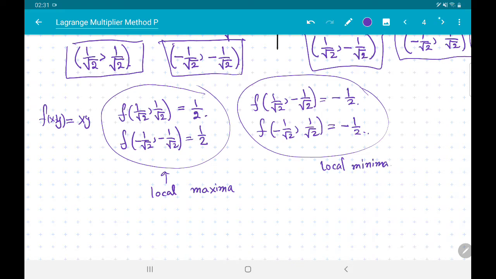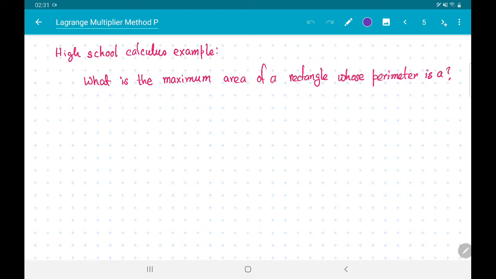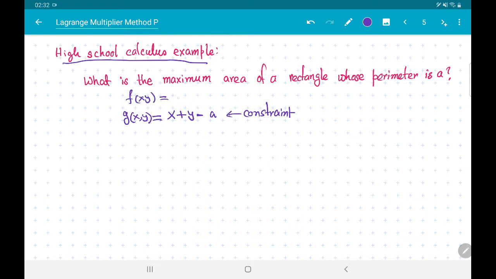So let me finish this lecture with the high school calculus example that I had just mentioned. So here we can take x plus y is equal to a. This is our constraint, so g of xy is equal to x plus y minus a. So this is one function, this is our constraint function. I have f of xy, this is going to be equal to xy. So we are supposed to maximize f of xy with the constraint x plus y minus a is equal to 0.